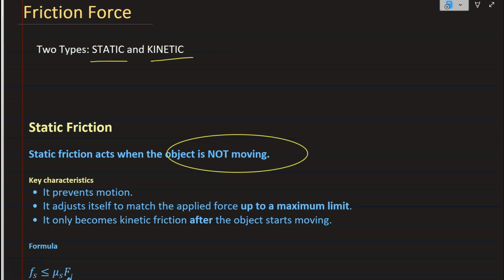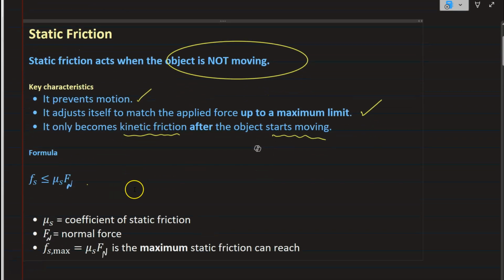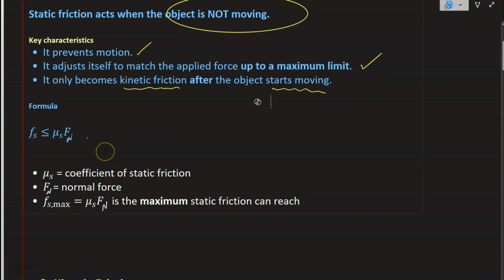Key characteristics of it is it prevents motion, it adjusts itself to match the applied force up to a maximum limit, and we're going to talk about that. The maximum is down here, and it only becomes kinetic friction after the object starts moving. So static friction, the object is not moving, before it moves, that's where the static friction applies. And the formula basically is the static friction is the coefficient of static friction, which we call mu, which I put right here, actually the definition right there, times the normal force.